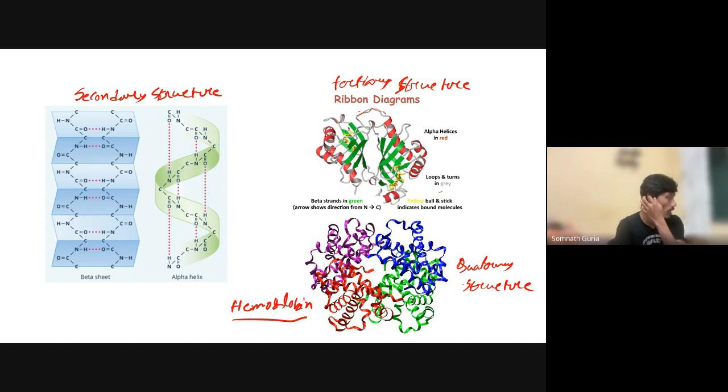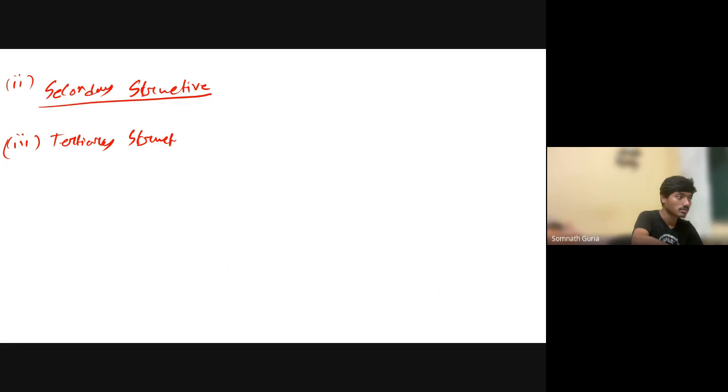Okay, so how many structures did we find? We found four types of structure. One is the primary structure, second is the secondary structure, third is the tertiary structure, and fourth is the quaternary structure.